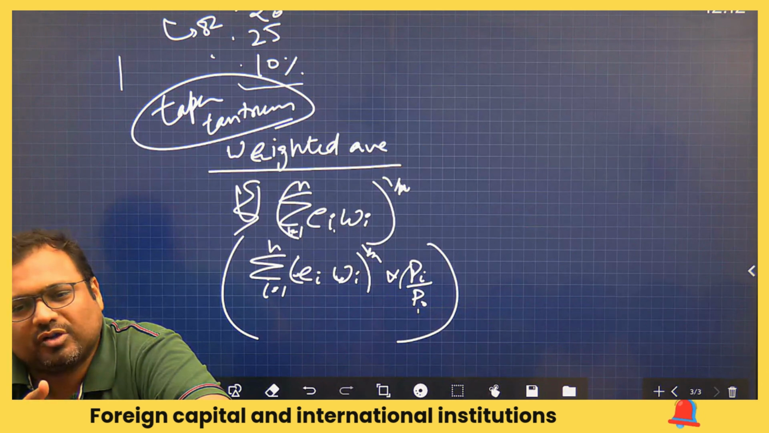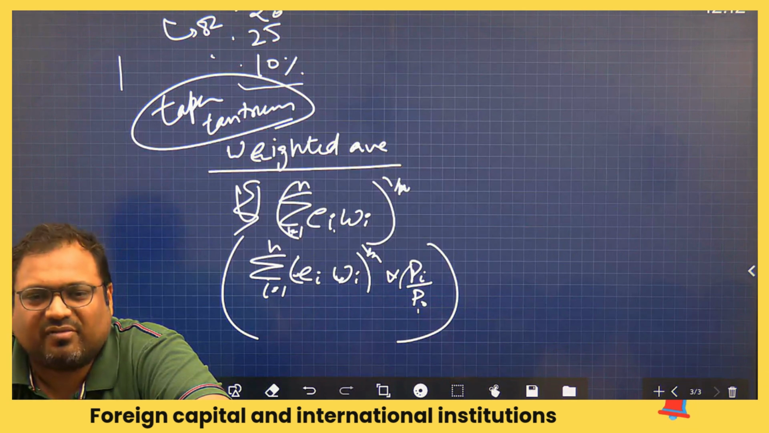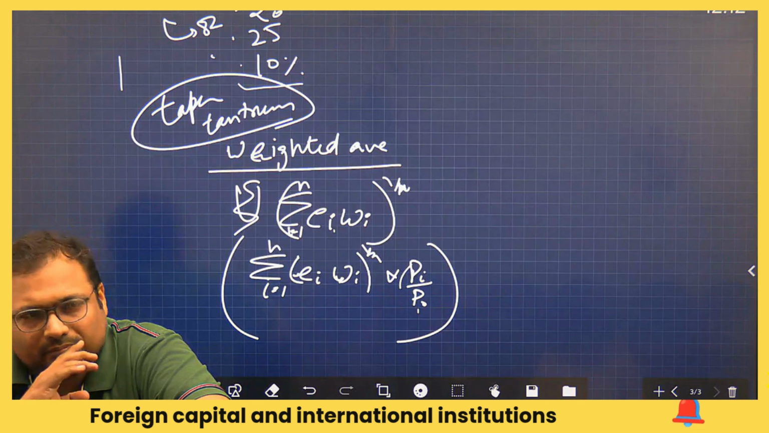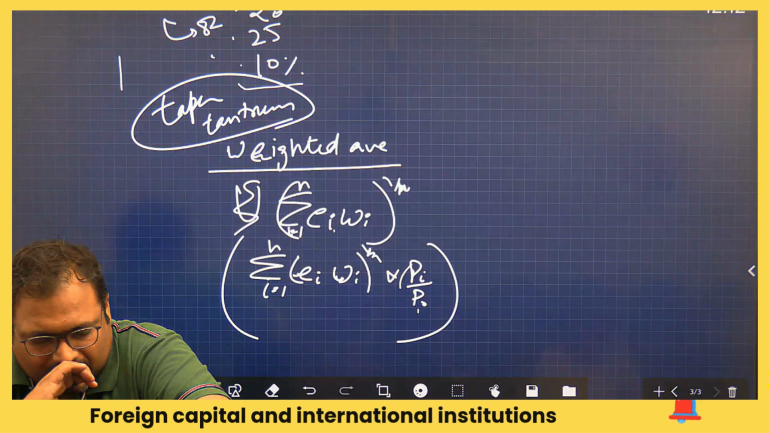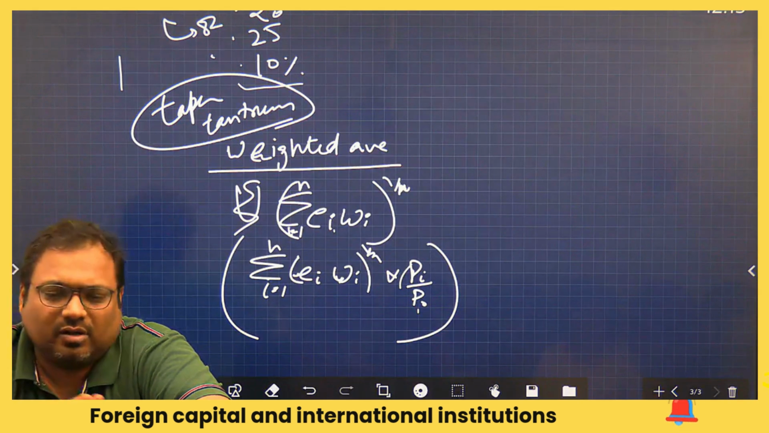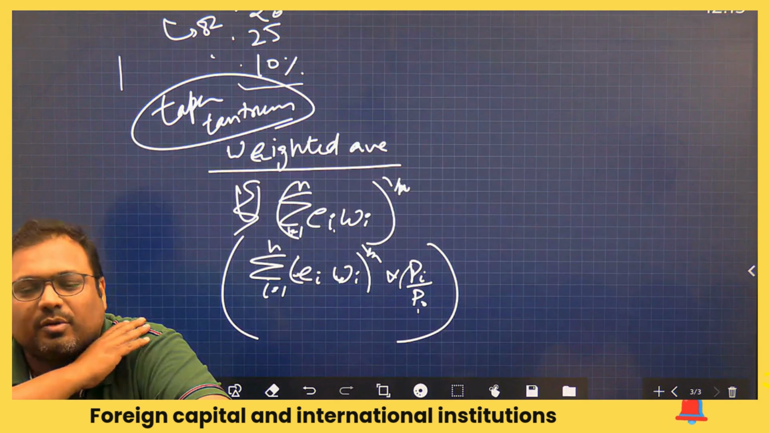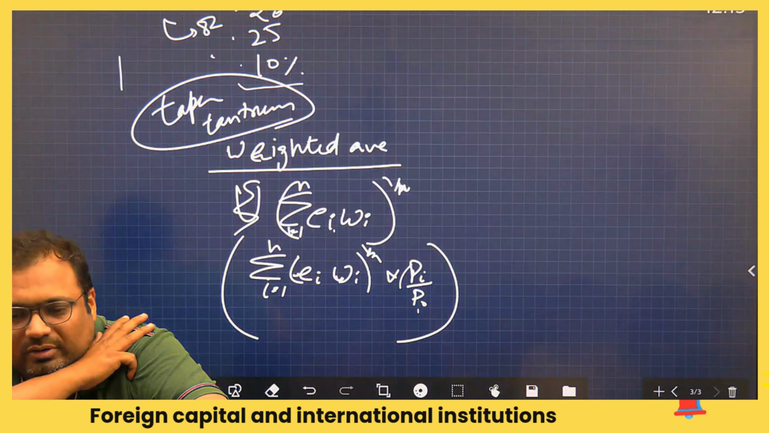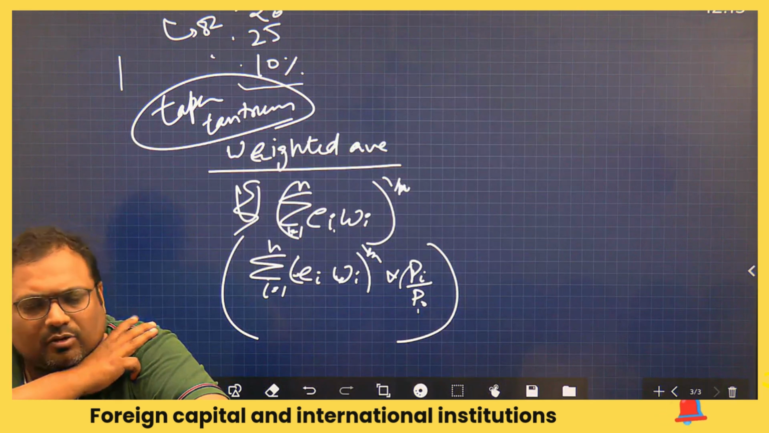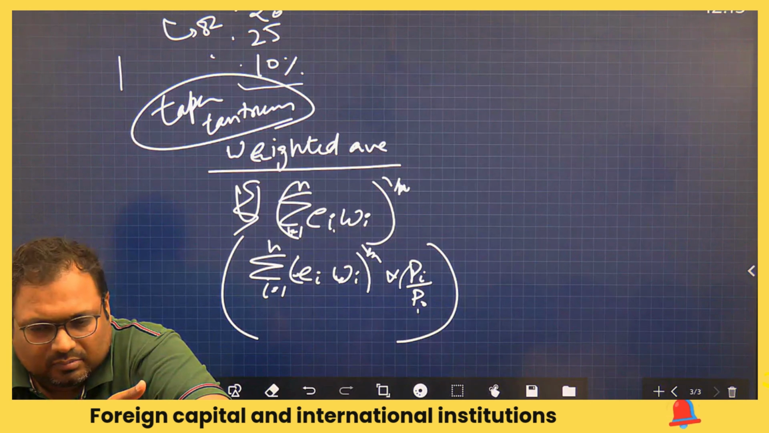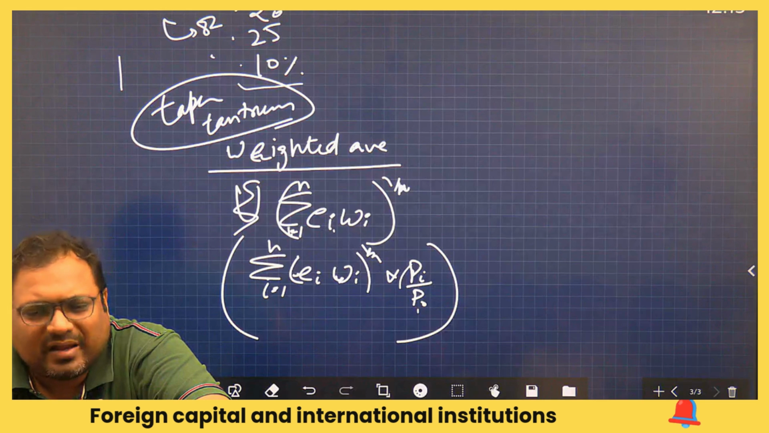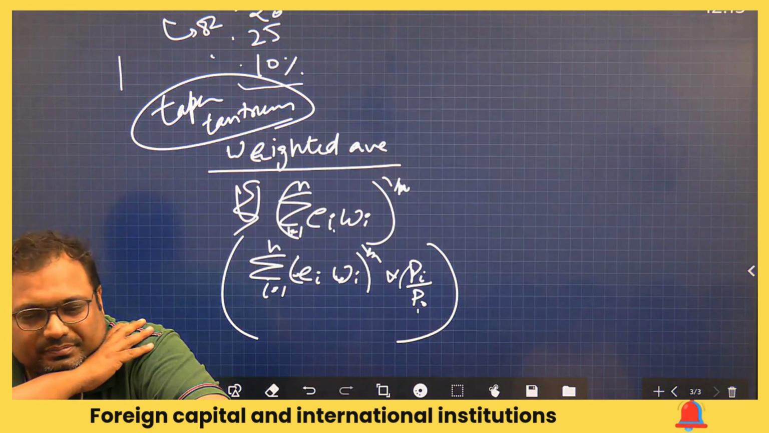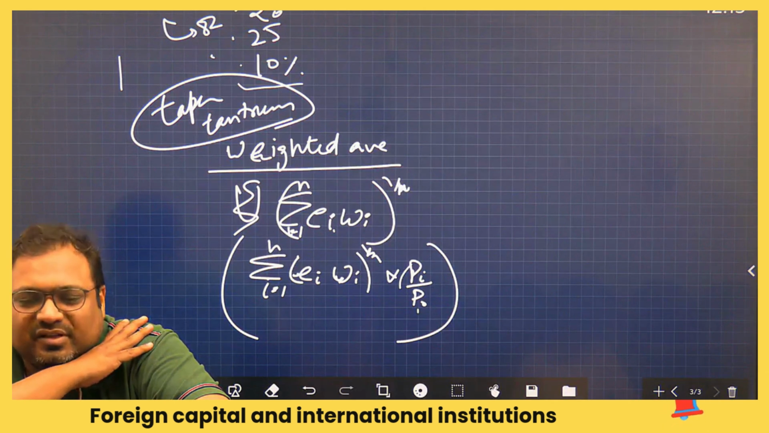So the first source is foreign institutional investment, FII, or foreign... wait a minute. Instead of investment, write investor. Okay, just that much: foreign institutional investor, because we are writing sources. So institutional investors are mostly banks and NBFCs. Banks and NBFCs from other countries.